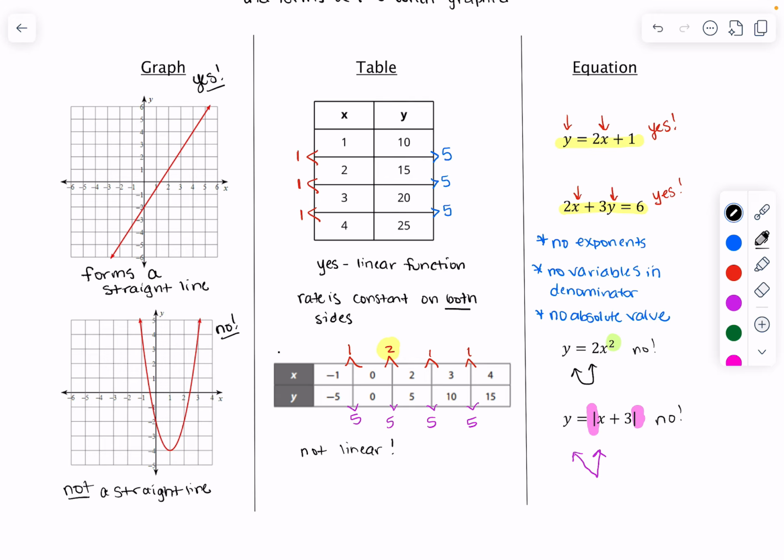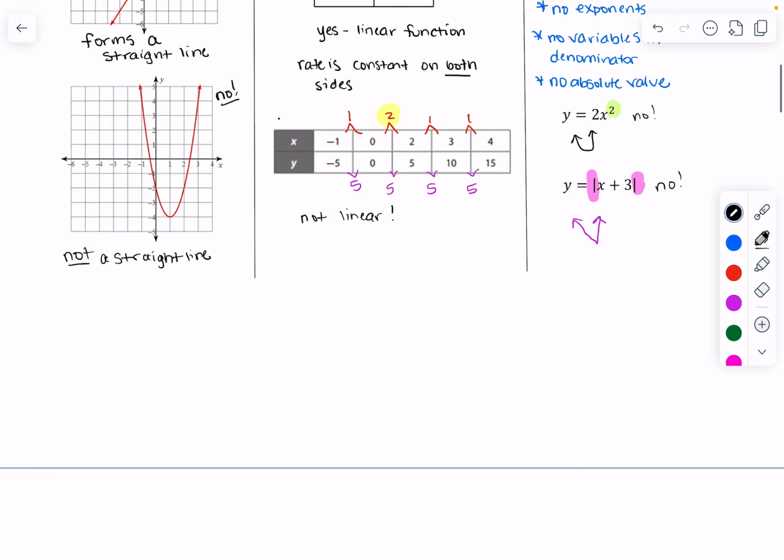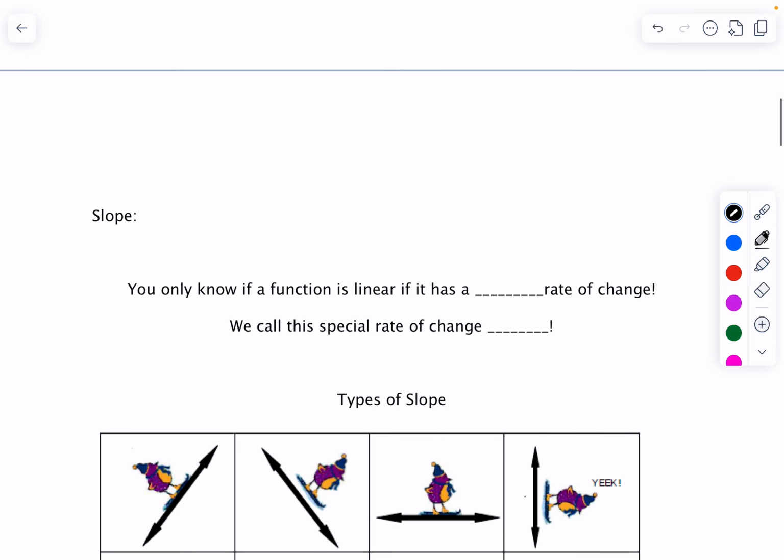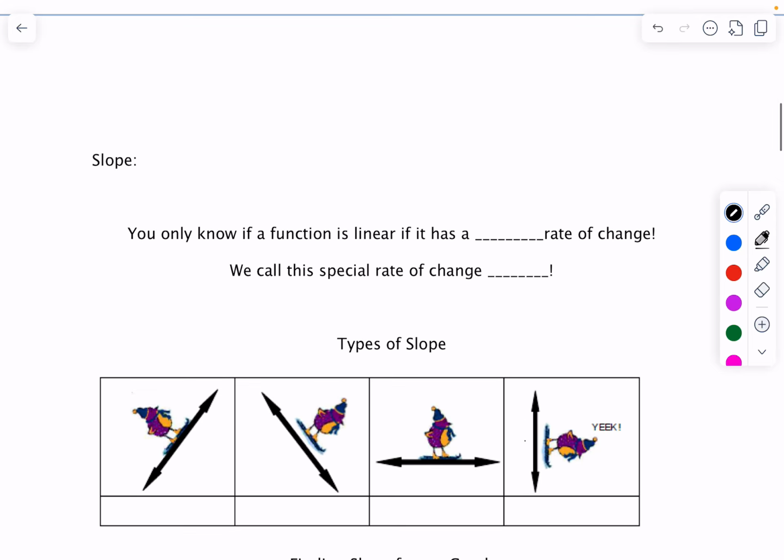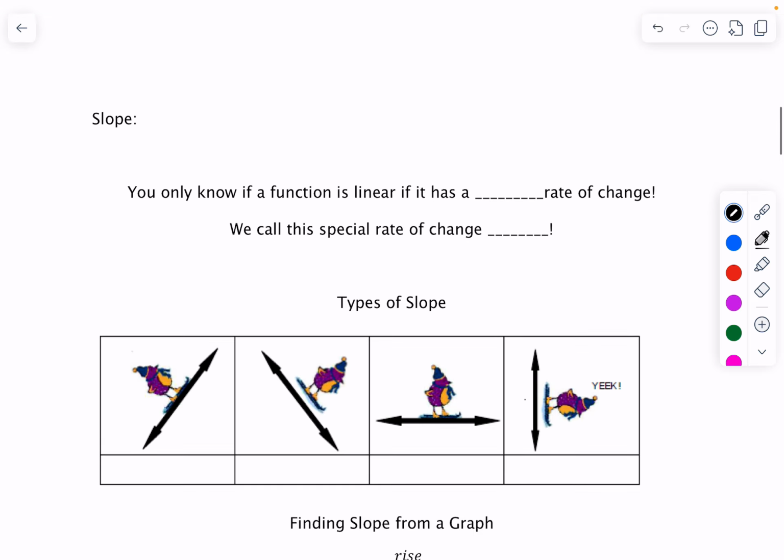So let's move on to talking about something really important in a linear function, and that's this concept of slope, which I'm sure you have heard of before. So slope is the rate of change of a line. It's the value of the rate of change of a line. We can also call this the steepness of a line.